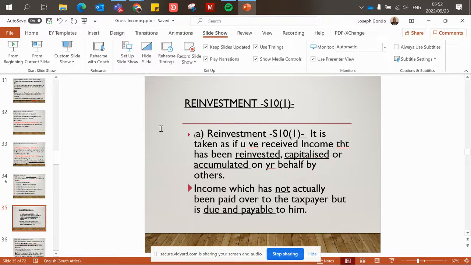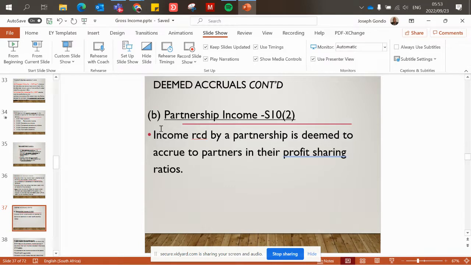So let's say I'm employed by EY. EY, instead of giving me my salary, then it actually transferred the salary directly to my investment account. So I have actually received the salary, it actually accrued to me, but I ended up reinvesting the salary. Then that salary is deemed to have accrued to me even though I have reinvested it. Therefore, it is taxable. I am taxed on that salary. Okay. Partnership income, we said partnership is not a person, so the partnership income is deemed to have accrued to the partners in their profit sharing ratio.